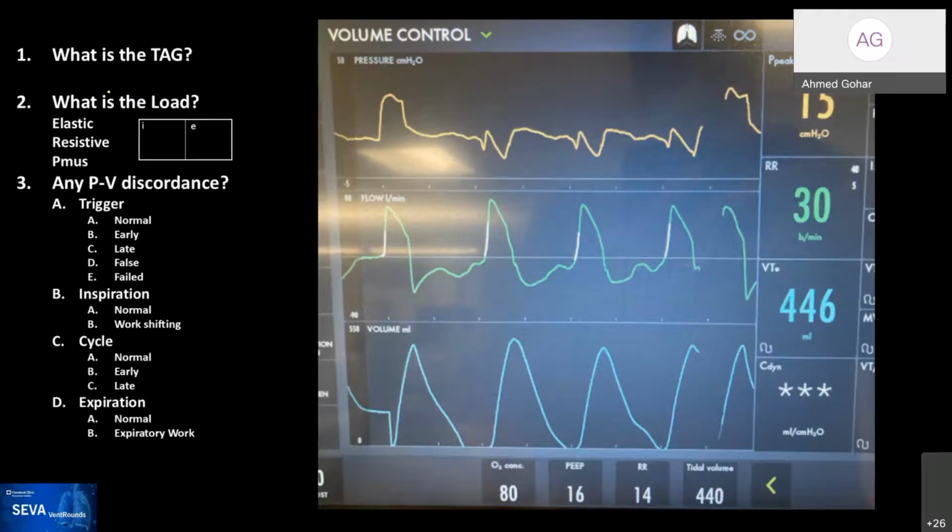So it says volume control up there, and with the circuit compensation there, then maybe we're dealing with a volume control and a decelerating flow pattern. So VC-CMV. And then looking at the load, I think the load is primarily PMOS. Looking at the pressure waveform, I'm gonna try and look at the first waveform and see if I can get anything out of it, but I think it's challenging. So I would say PMOS. And then the expiratory load is PMOS as well.